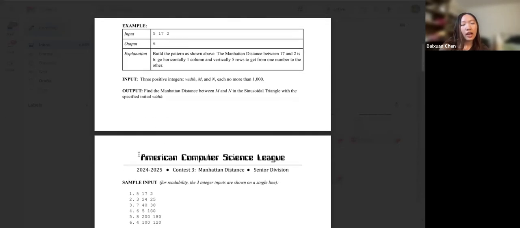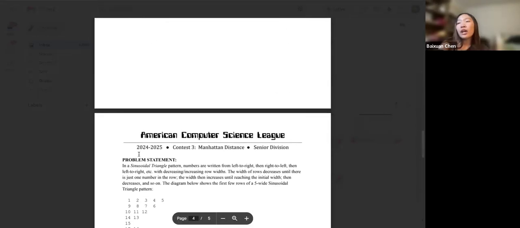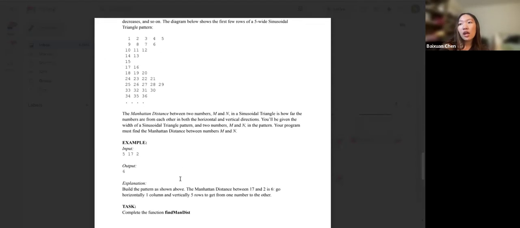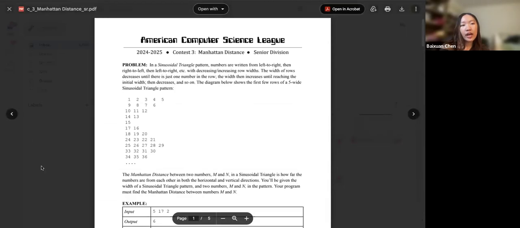So then, how do we do this problem? Well, to do this problem, we have to simulate building the sinusoidal triangle, and then we can just test it. So how I did it is here. I'll explain this Python code.